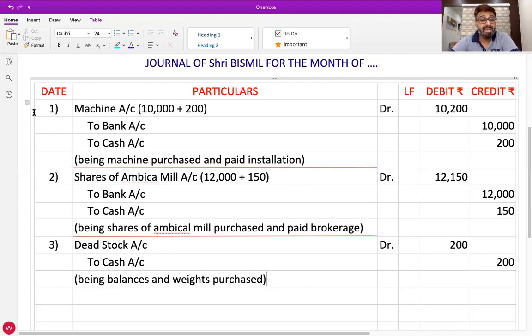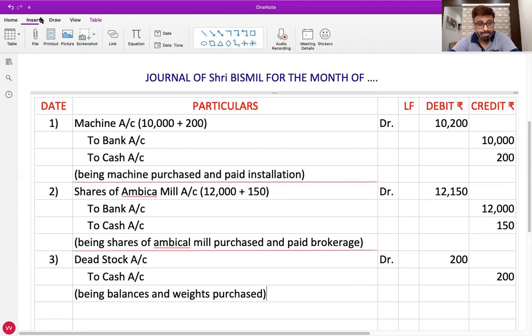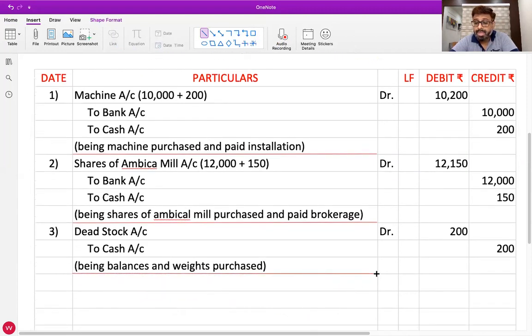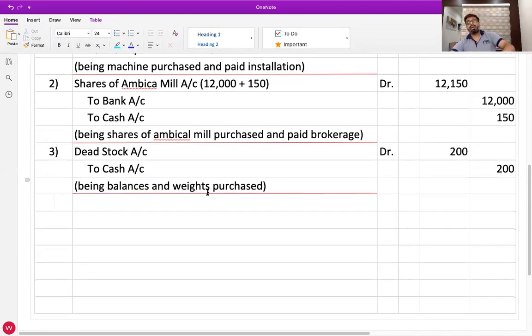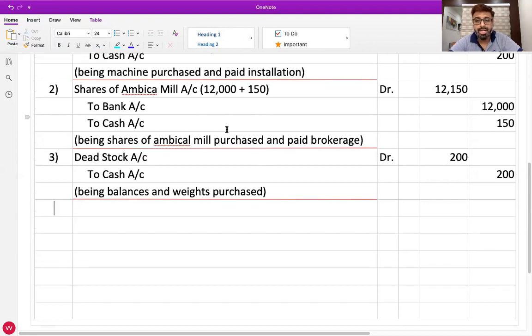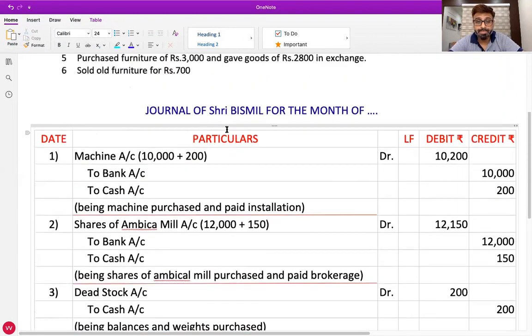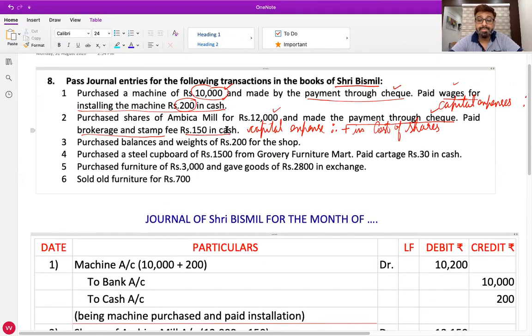Did you all understand this, everyone? Yes, sir. All of you repeat. Dead stock comes in. Debit what comes in. Therefore, dead stock account debit with 200. Cash goes out. Credit what goes out. Therefore, to cash account credit with 200. Are you all clear with this? Yes. Now, fourth transaction.